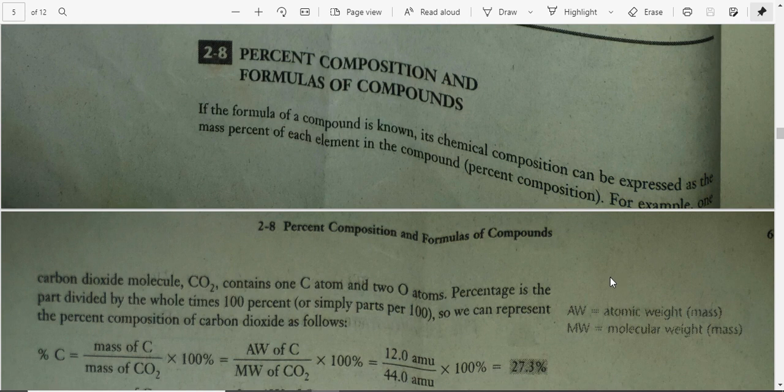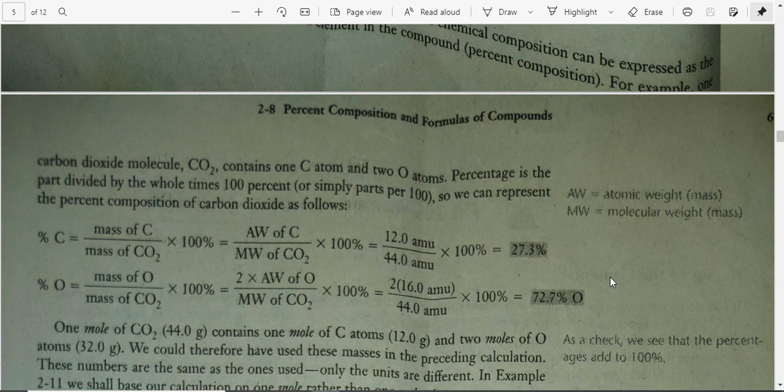So first of all, what is percentage? Percentage is composed around 100% or 100 parts. Okay, so if you are given a certain compound, it will sum up to 100%. So for example, you are given CO2. Okay, so it is composed of carbon and oxygen. Not only oxygen, but it has two oxygen, that is why there is a subscript 2 on the oxygen.